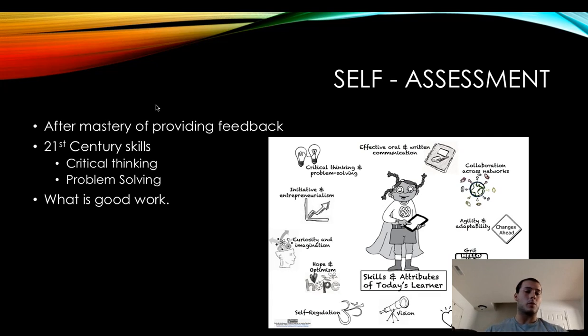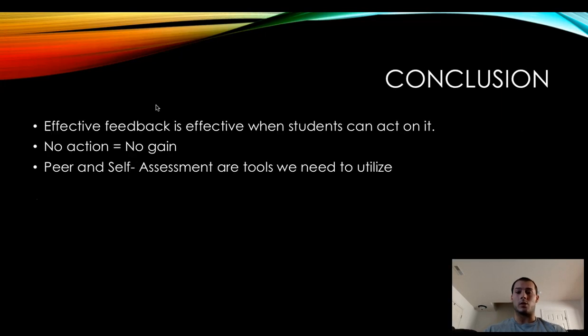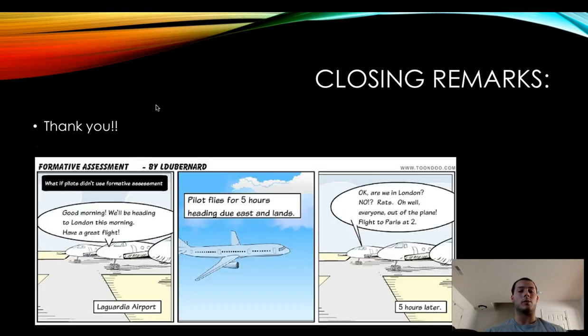This is going to build on their critical thinking and their problem solving, and it'll help them show what good work is. So in conclusion, effective feedback is effective when students can act on it. They need time to act on it. If there's no action, there's no gain. Along with that, peer and self-assessment are tools we need to utilize in the classroom to help those students get to where they need to be.